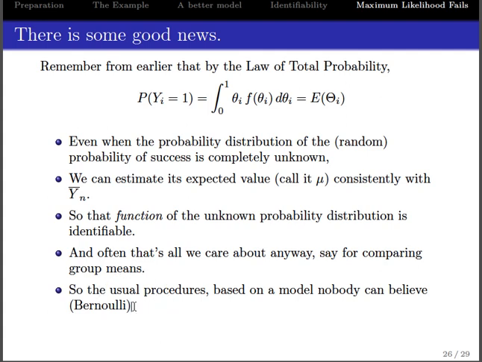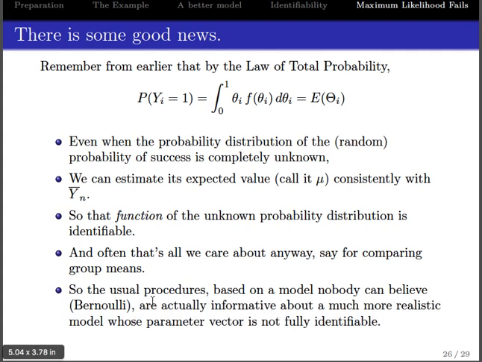But still, if you went through the drill and made inferences about this expected value of theta using a Bernoulli model, you'd come to a reasonable answer. You'd be able to make inference not about that common probability of success, which there isn't any, but about the average probability of success, which is something that makes sense. And anyway, the usual procedures are actually informative about a much more realistic model, that is one where everybody's got their own probability of success, whose parameter vector is not fully identifiable. And we don't often get this lucky.